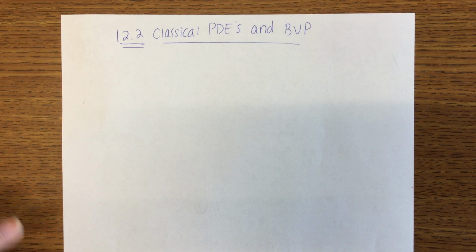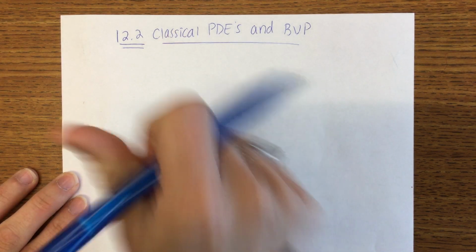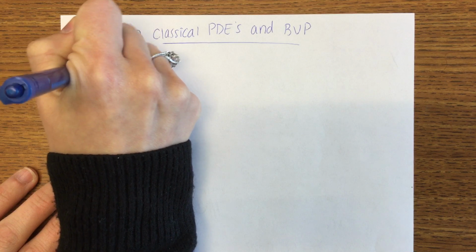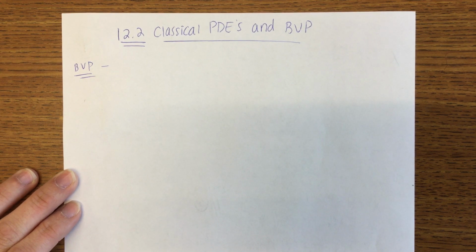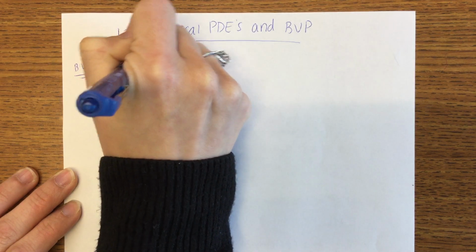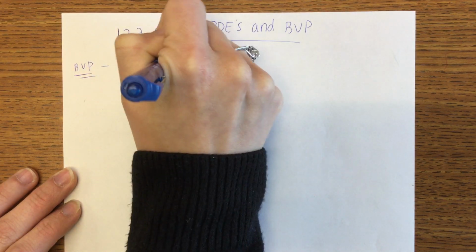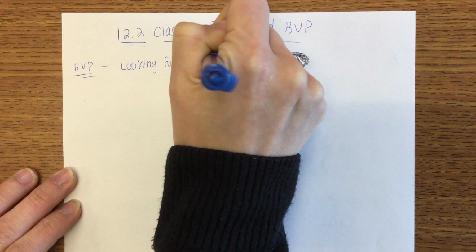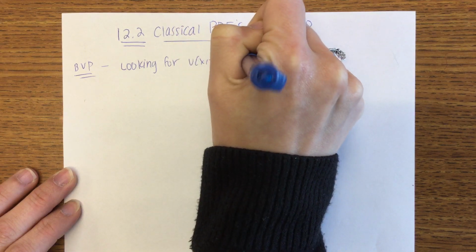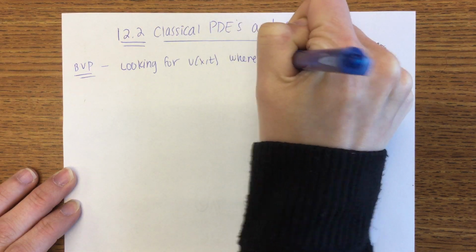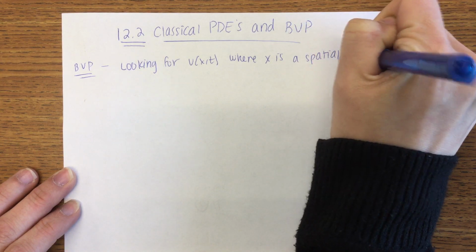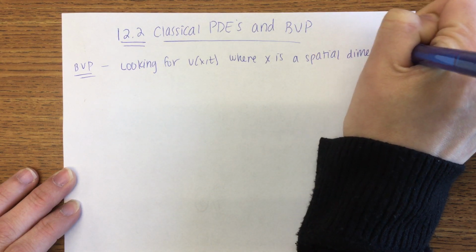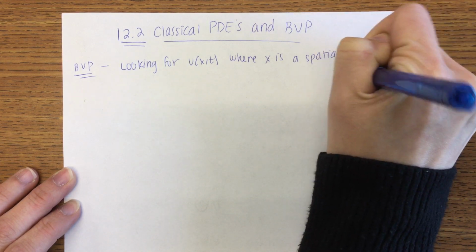Okay, so today specifically, like I said, you will be setting up boundary value problems. Okay, we are going to be looking for u of x,t, where x is a spatial dimension and then t is time.